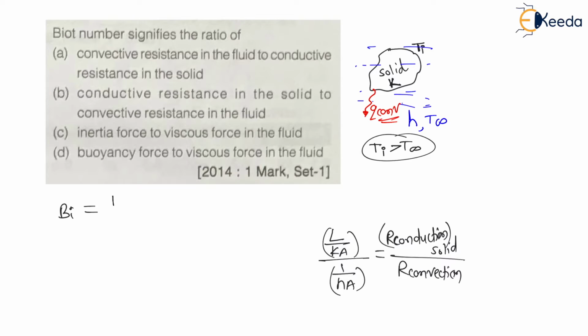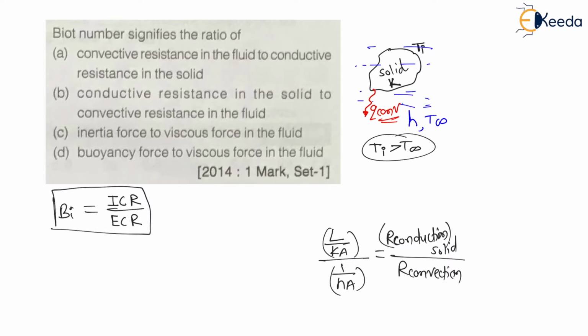It is the internal conduction resistance of the solid divided by the convection resistance, and convection resistance is external to the solid. Therefore, we can define the external convection resistance. Therefore, my dear students, the Biot number is defined as the internal conduction resistance of the solid divided by the external convection resistance. This is the basic definition of the Biot number.